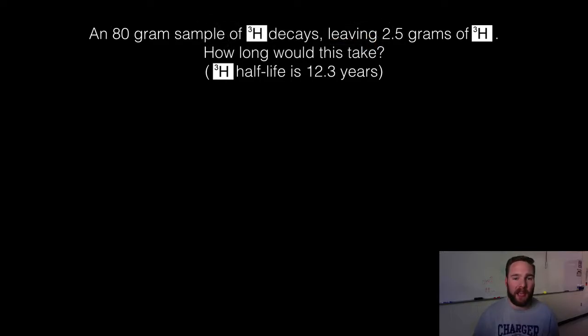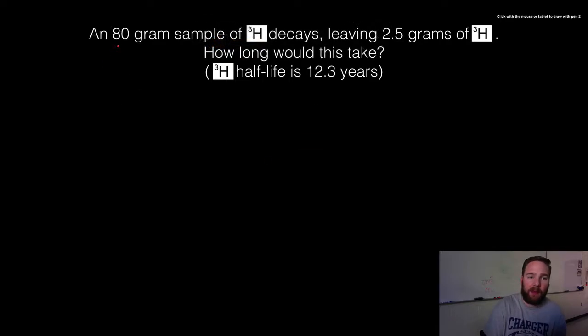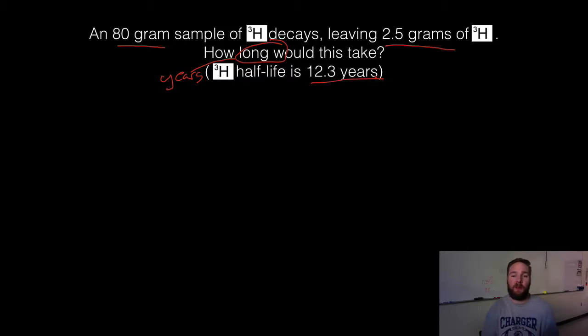An 80-gram sample of 3H, that's called tritium, decays, leaving 2.5 grams of 3H. How long would this take? So let's annotate our problem. I'm given 80 grams. I also know that there's going to be 2.5 grams remaining. How long would this take? So just logically, I'm thinking that my answer is probably going to be in years. It's some unit of time. And our half-life of tritium is 12.3 years.